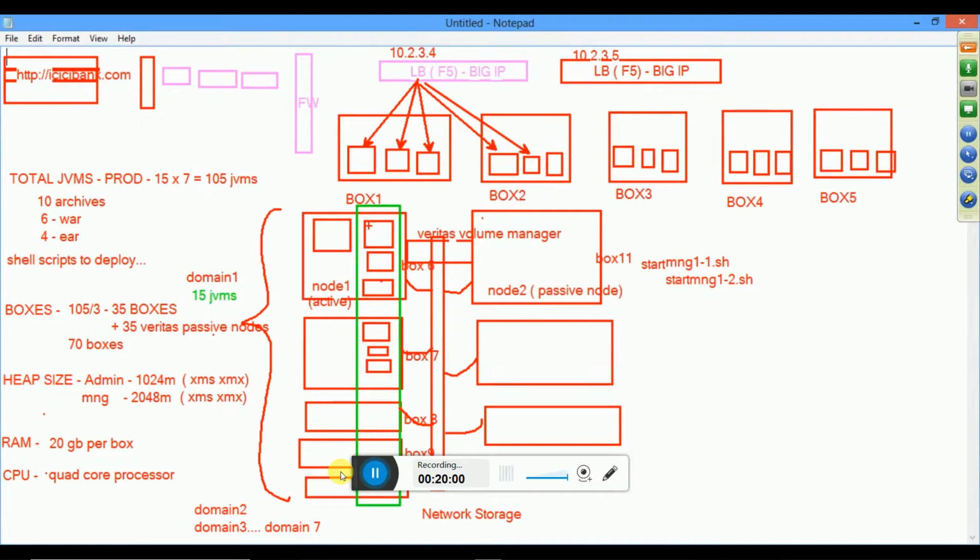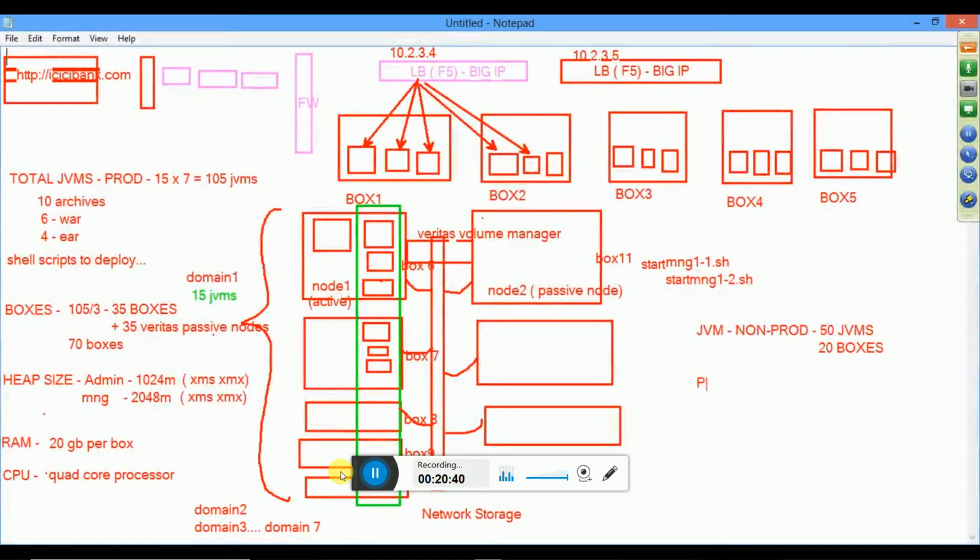So if you look at the overall setup, 105 is production, means another 105 in DR. So 210 JVMs. Then how many boxes? 70 boxes in production, another 70 boxes in DR. So 140 boxes. Heap size is the same. RAM is 20 GB per box. So the number of JVMs you are supporting in total, if you look at these figures: non-prod, you are supporting 50 JVMs across 20 boxes. Each box has one admin and one managed server, another box has one admin.